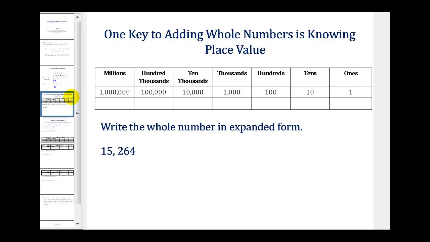Now, one key to adding whole numbers is knowing place value. Starting with the rightmost digit of a whole number, we would have the ones, the tens, hundreds, thousands, 10,000s, 100,000s, and millions. So for example, if we wanted to write this number in expanded form to represent the place value of each digit, we could write this number in this table.